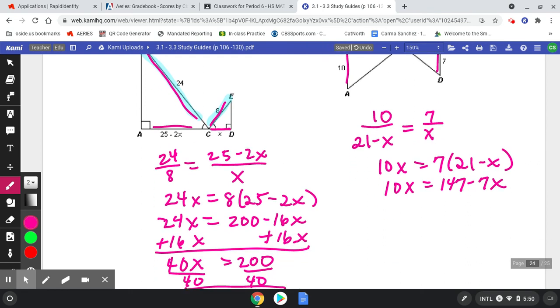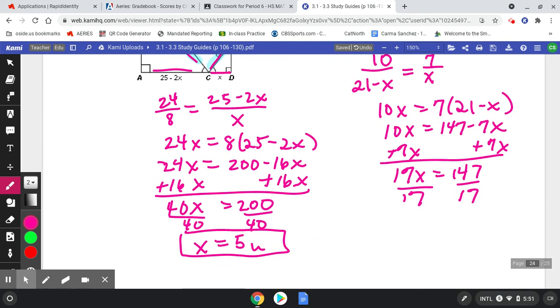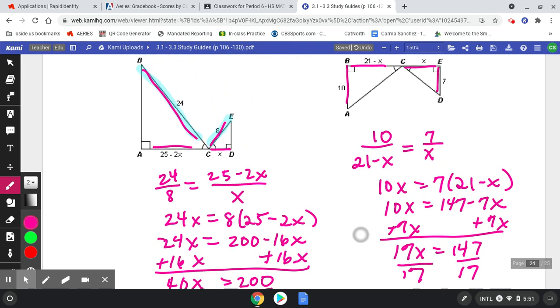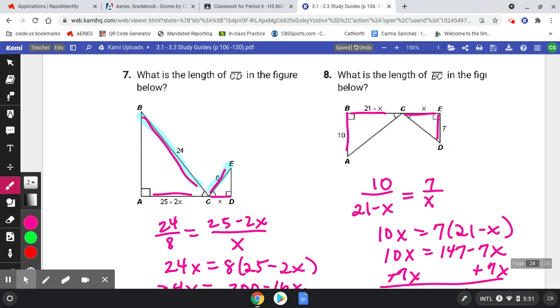And then we're adding 7x to both sides. And we're dividing both sides by 17. I'm getting x is equal to 12.4. I'm sorry, x is equal to 8.6. Now, it didn't just ask me to solve for x. If you look back up here, it asked me for the length of BC. So it actually wants this answer. So I need to take x and plug it in.